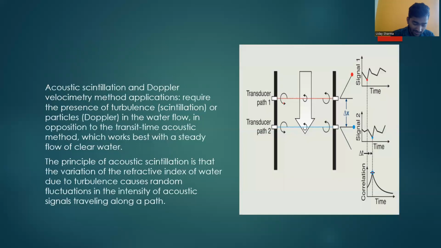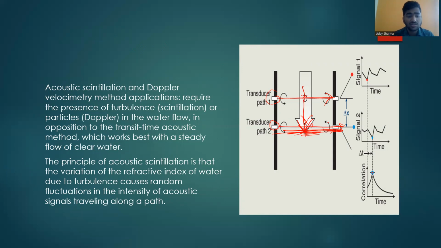We can see clearly in this path, the transducer path 1, the transducer path 2. This calculates the distance and time velocity of these acoustic signals. Doppler velocimeter method applications require the presence of turbulence or particles in the water flow, opposite to the transit time acoustic method, which works best with a steady flow of clear water. Like if the water is here, how much time does it take to reach here, or how much time does it take to cross this path? This gives us the velocity of the water.